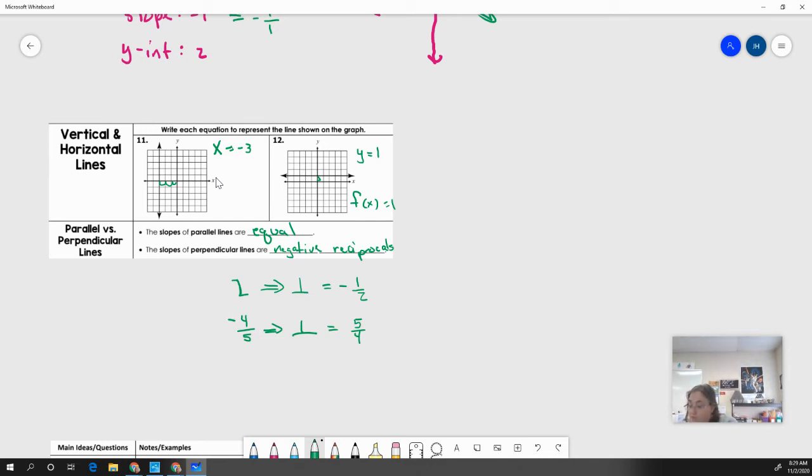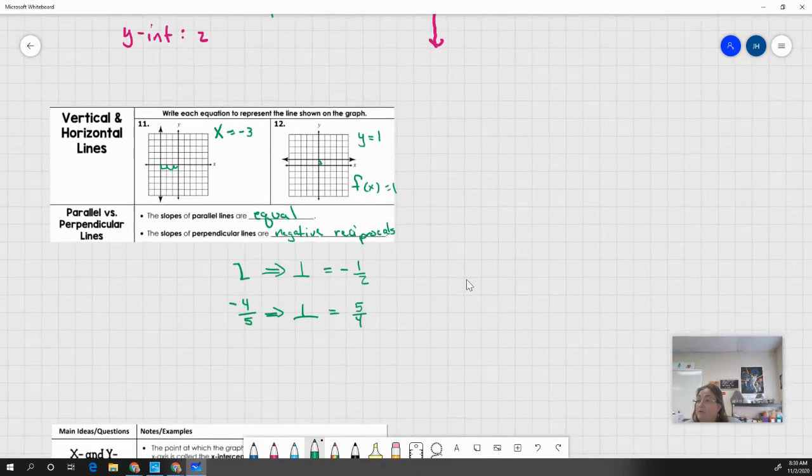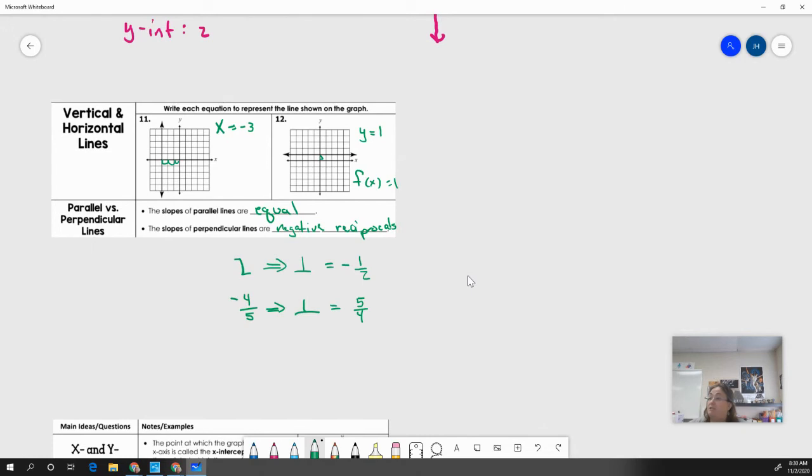Those are important things to remember because it's really easy to tell the difference between a parallel line and a perpendicular line, right? Because if they have the exact same slope, they're going to be parallel, no matter what the rest of the equation is. If we have a perpendicular slope, they're going to be opposite reciprocal, negative reciprocal.